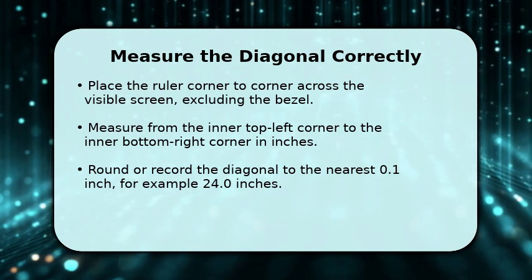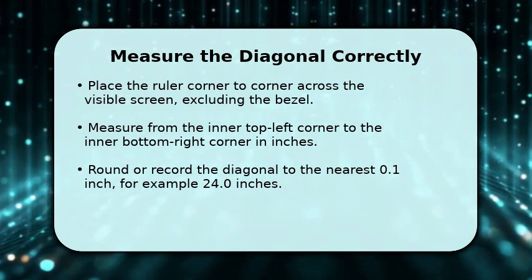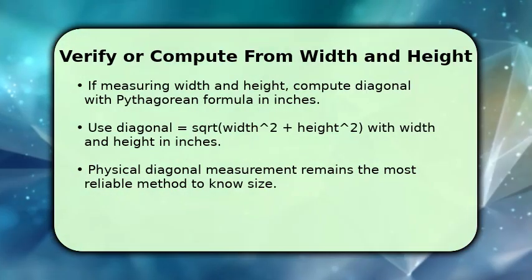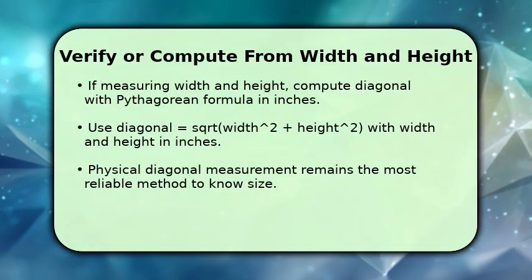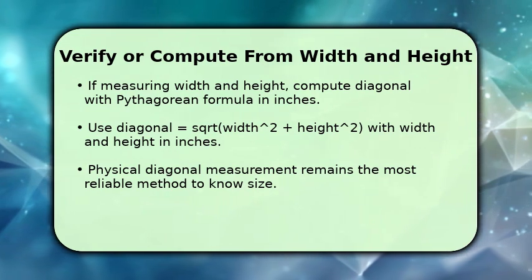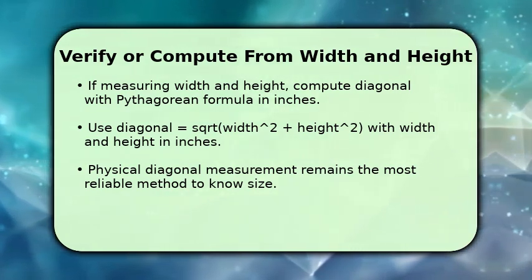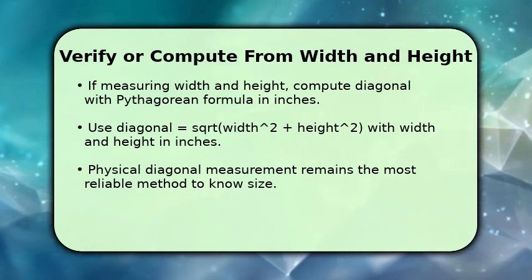If you cannot measure the diagonal directly, measure the visible width and height in inches. Use the Pythagorean formula to compute the diagonal. Diagonal equals the square root of width squared plus height squared. Convert measurements precisely to inches before computing for correct results.